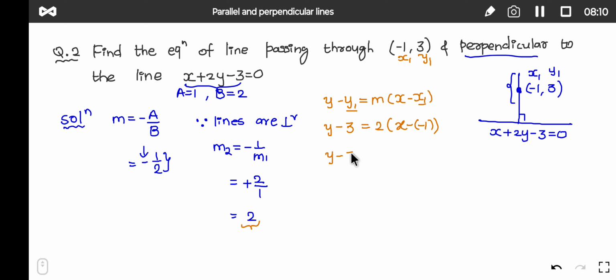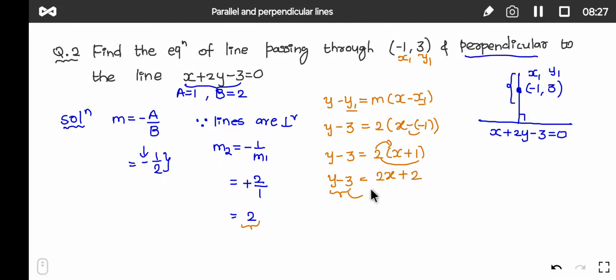So y minus 3 as it is. Here minus minus is getting plus. So 2 into x plus 1. Then multiply this 2 inside. So y minus 3 is equal to 2 into x, 2x, plus 2 into 1, which is 2.